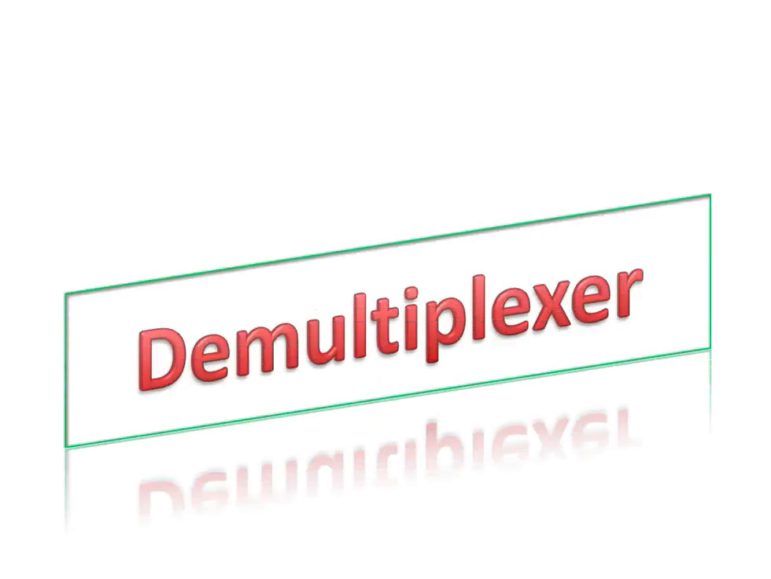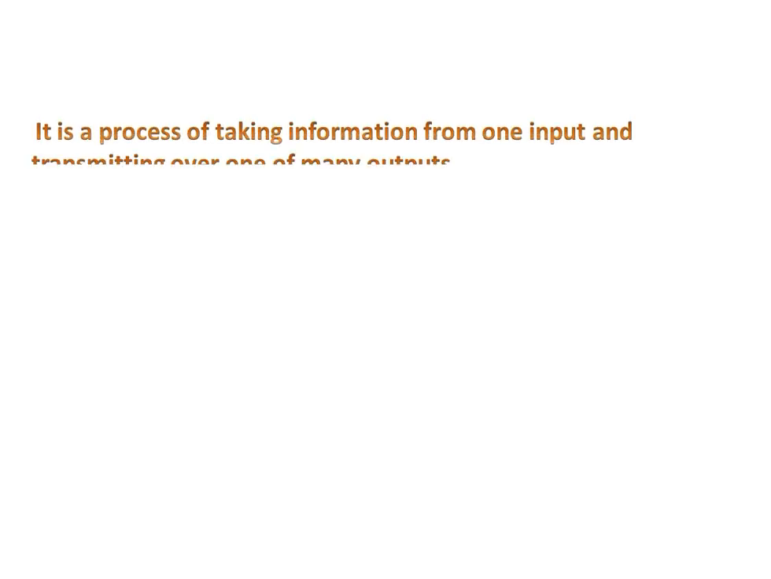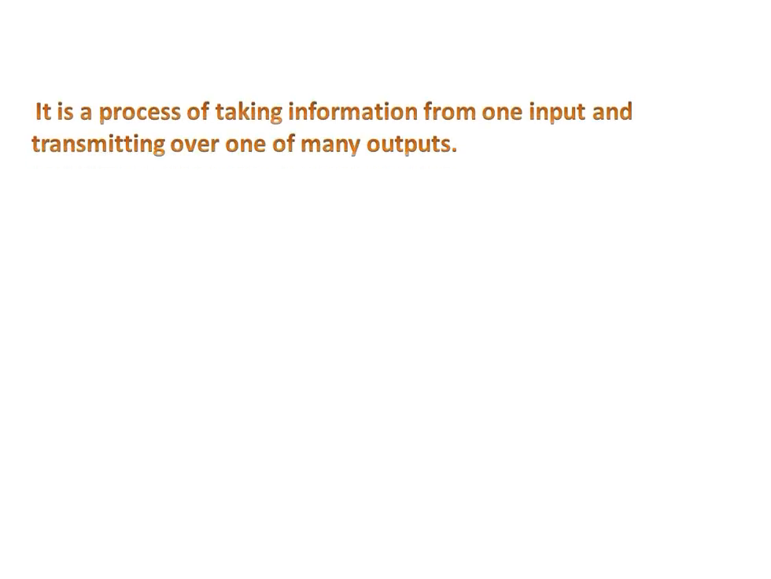Today we are going to discuss the demultiplexer. A demultiplexer is the opposite of a multiplexer. Why? Because yesterday we saw that a multiplexer has a number of inputs but only one output. But a demultiplexer has only one input and many outputs. So it is a process of taking information from one input and transmitting it over one of many outputs.